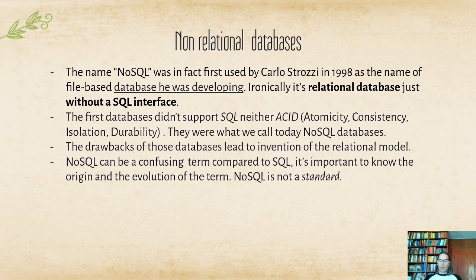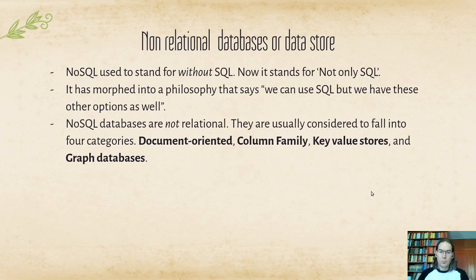NoSQL can be a confusing term compared to SQL. It's important to know the origin and the evolution of the term. NoSQL is not a standard. NoSQL used to stand for "without SQL." Now it stands for "not only SQL." It has morphed into a philosophy that says we can use SQL, but we have these other options as well. NoSQL databases are not relational. They are usually considered to fall into four categories: document-oriented, column family, key-value stores, and graph databases.